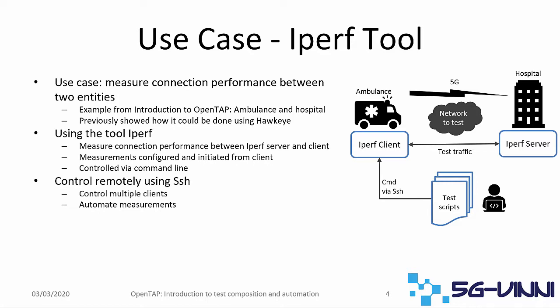Last time I showed how this could be done using Hawkeye and controlling it via OpenTAP. But maybe we want to use a different tool, such as iPerf. iPerf measurements are started from the client via command line. This can also be done sending commands via SSH to the client. So our goal is to automate this process and to be able to easily execute measurements from multiple clients.